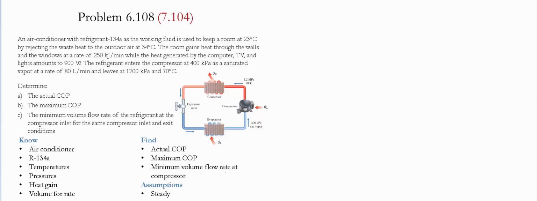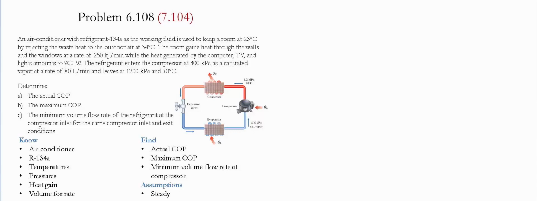An air conditioner with refrigerant R134A as the working fluid is used to keep the room at 23 Celsius by rejecting the waste heat to the outdoor air at 34 Celsius. The room gains heat through the walls and the windows at the rate of 25 kilojoules per minute, while heat generated by the TV, the computer, and the lights amounts to 900 watts.